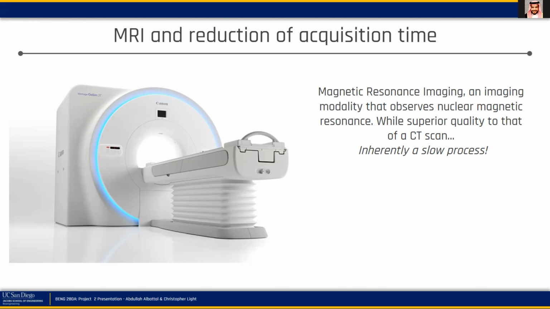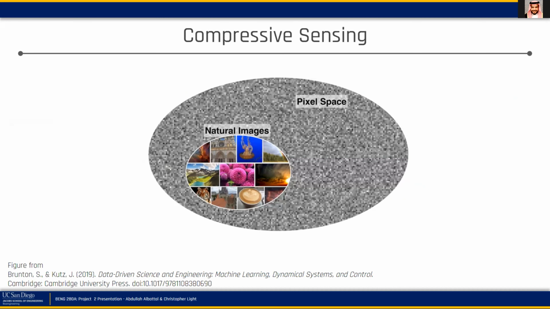MRI is a very powerful tool. It has benefits over CT scanning, especially in that we can contrast different types of tissue. The one caveat to this is that it's just an inherently slow process. This brings up some areas of concern, namely people with physiological impairments, or babies, for example, that can't stay still, and also maybe from a business perspective, patient throughput.